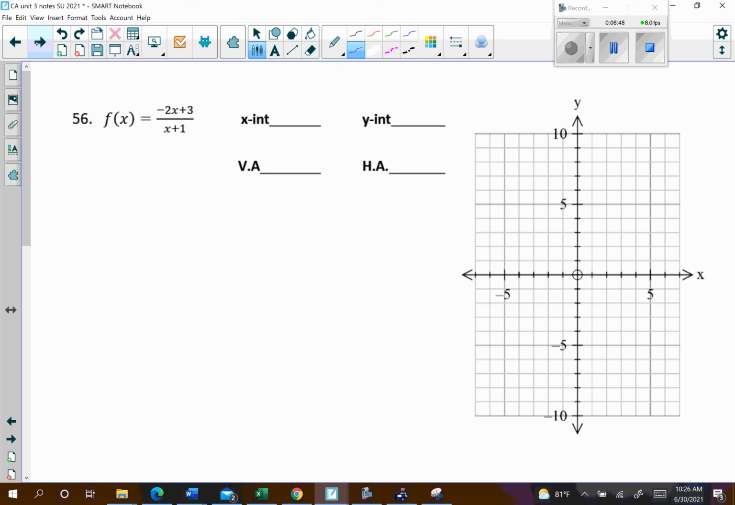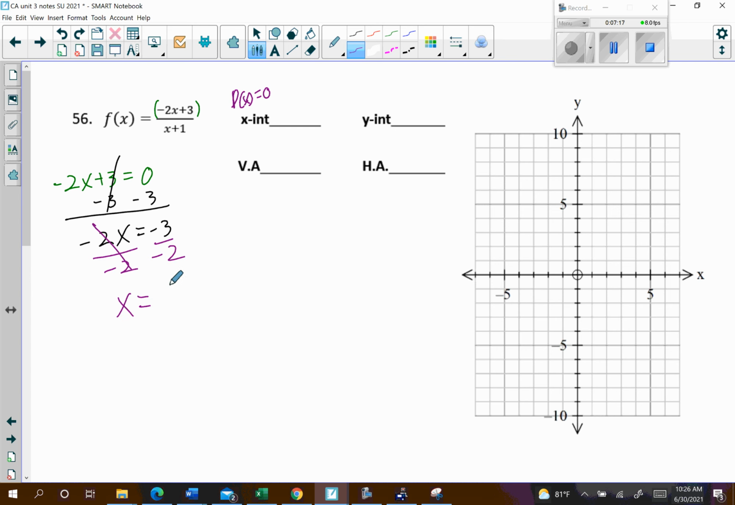Okay, here's our next one. So this time, let's see, the x-intercept, you're going to set the numerator equal to 0. And this time we do have 1 here because we have a variable in the top. So negative 2x plus 3, we'll set that equal to 0 and solve. So we'll subtract 3 on both sides. And then we will go ahead and divide by negative 2. And we get x equals, now this is going to turn positive. It's going to be positive 3 over 2.